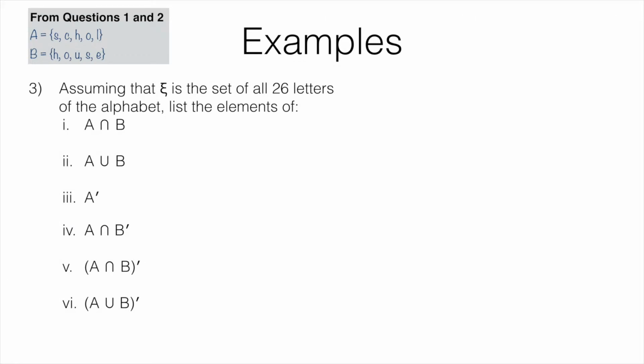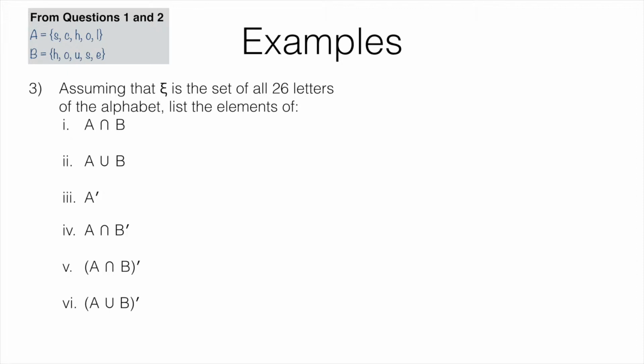Looking at question 3 now, we have some new notation to deal with. This symbol here is the Greek letter xi, and it stands for the universal set. The universal set tells us what all the possible elements are for the context we're dealing with. So in this question, the universal set is simply the set of all 26 letters of the alphabet. That means for this question, we can't have any numbers or functions or angles or shapes or anything else apart from letters of the alphabet being members or elements of any of our sets.